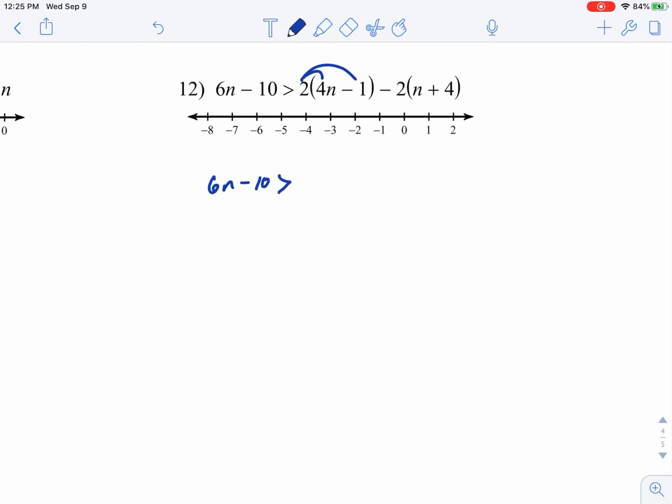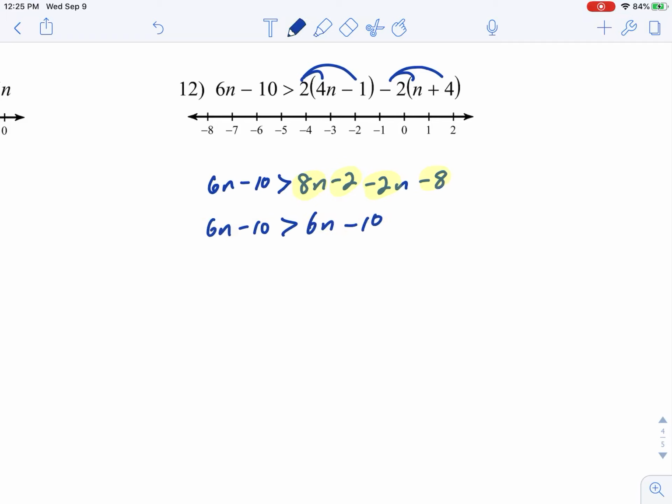I'll go ahead and distribute that. 8n minus 2, 8, yeah, 2 times 4 is 8. I'll distribute that. Negative 2n minus 8. These are like terms, so I combine those. 6n minus 10 is greater than, okay, 8n minus 2n is 6n. Minus 2 minus 8, those go together, that's minus 10. Okay, this is interesting. This side completely matches that side.